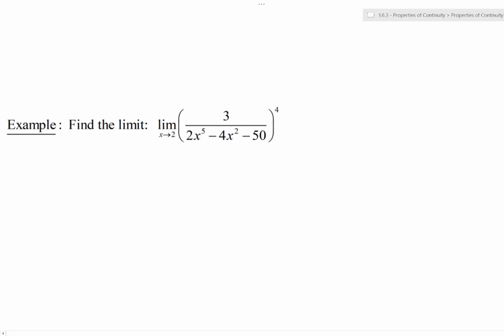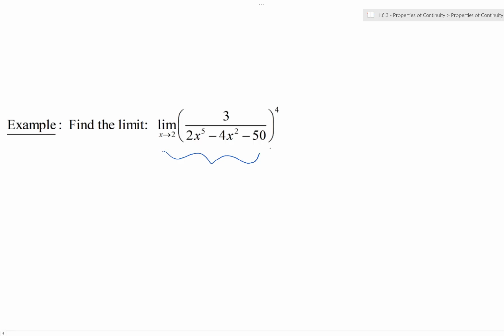In this particular example, we are asked to find a limit. It's this limit right here, of course. As you see, the limit as x goes to 2 of the quantity 3 divided by the polynomial 2x to the 5th minus 4x squared minus 50, and then all of that quotient raised to the 4th power.